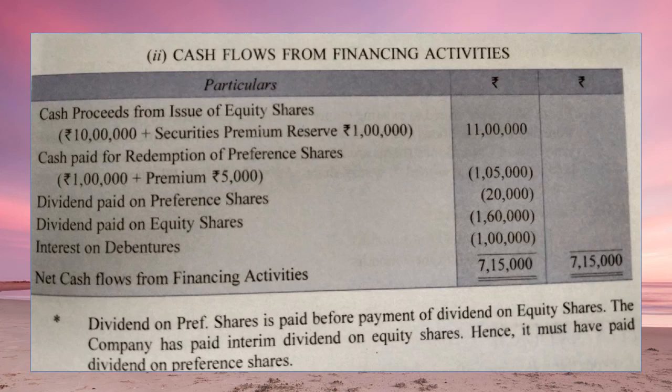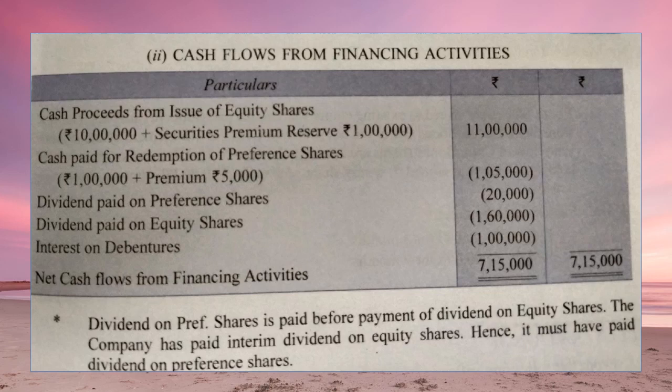Dividend on preference shares is paid before the payment of dividend on equity. You have to keep in mind, because the equity shareholders are known as residual owners. After paying each and every expense, if any money is left with the business only, then the equity shareholders get money. The company has paid interim dividend on equity shares, hence it must have paid dividend on preference shares. This we assume, son.